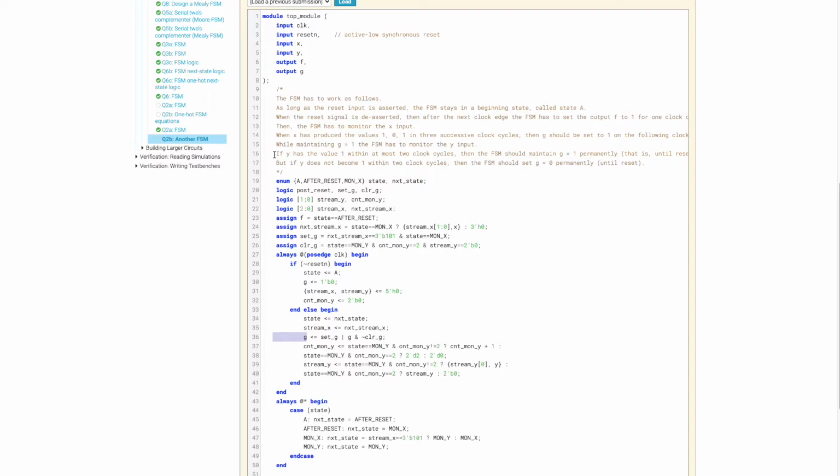And then if Y has value 1 within 2 cycles, it will remain at 1. If Y does not become 1 within 2 cycles, it will become 0 permanently. Because of this motif, this G transferring to G every single cycle, we basically don't have to do anything to maintain 1. So all we need to do is just check for the case if Y doesn't become 1 within 2 cycles, which is handled by this stream of Y. Stream of Y is just going to have this state filter, and this state filter says in cycles 0 and 1, I'm going to stream stuff, and then on cycle 2 or the third cycle, I'm not going to stream anything.